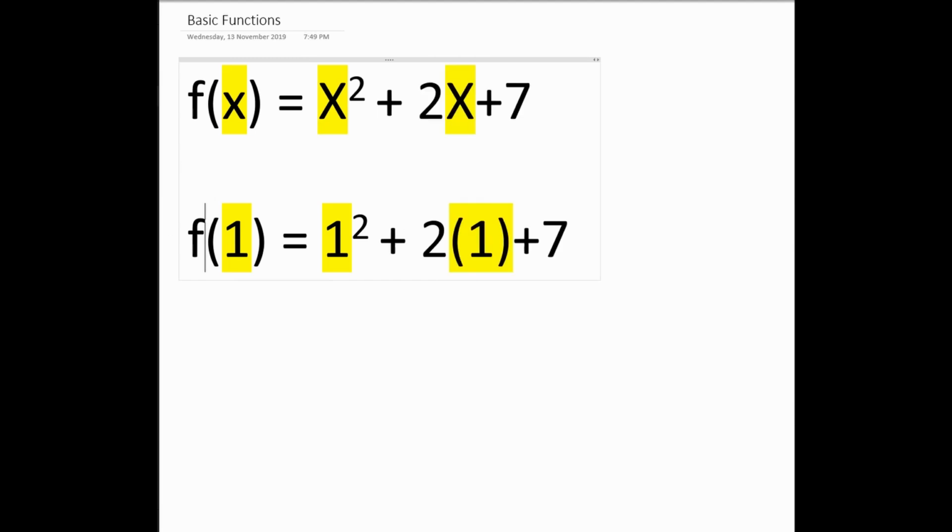Let's look at another example. If you see here in the first line, f of x, the function of f is represented in terms of x. It is x squared plus 2x plus 7. So if we want to find the function of f of 1, then we need to substitute 1 to the variable x. Thus, we have 1 squared plus 2 times 1 plus 7. This same principle is also applied when we try to look for composite function.